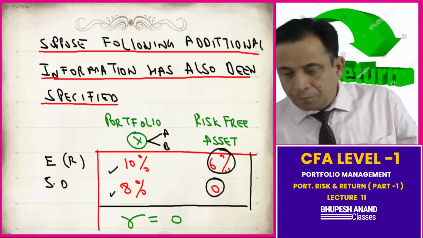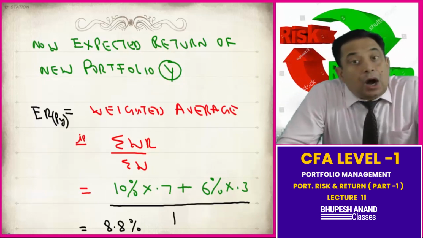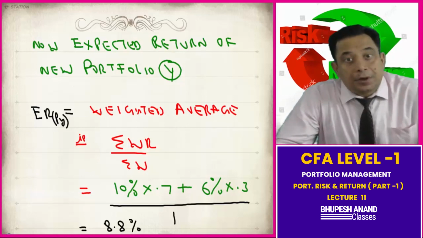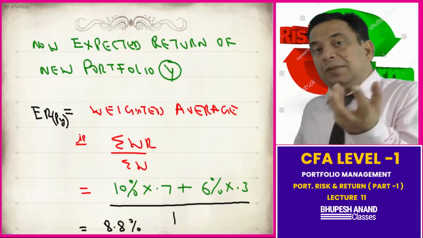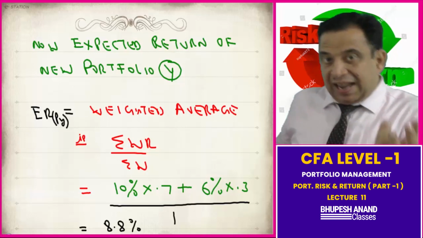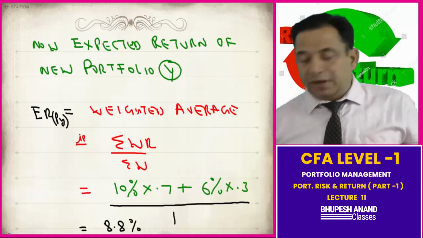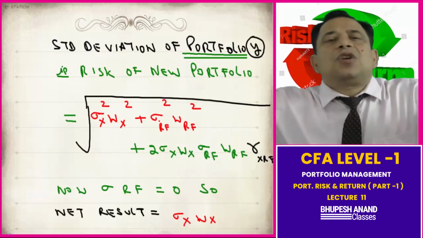We know that. Now, expected return. How to calculate the expected return of portfolio Y? I can easily calculate it because I know that I have invested 70% in portfolio X and 30% in the risk-free asset. So that comes to 8.8%. Now the question comes. Now the picture will start.